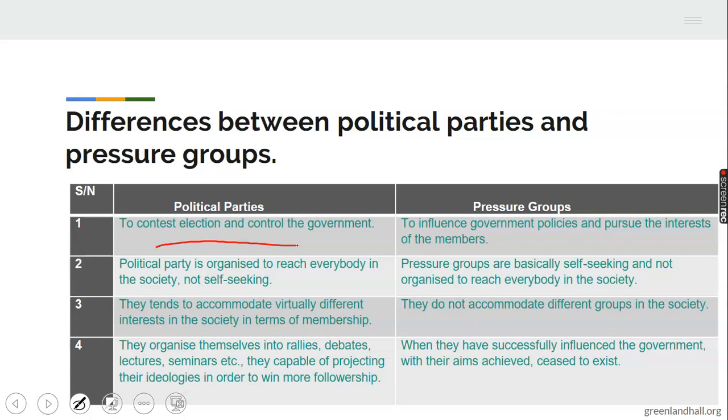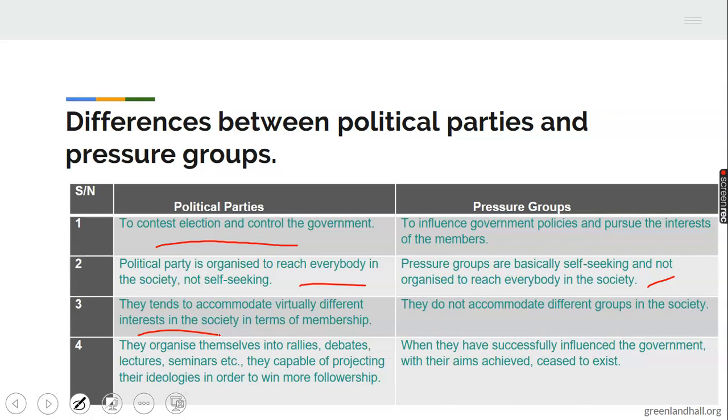Two, political parties are organized to reach everybody in the society, not self-seeking. But pressure groups are basically self-seeking and not organized to reach everybody in the society. They are only concerned about their members. Political parties, again, tend to accommodate different interest groups in the society in terms of membership, whereas pressure groups do not accommodate different groups in society.